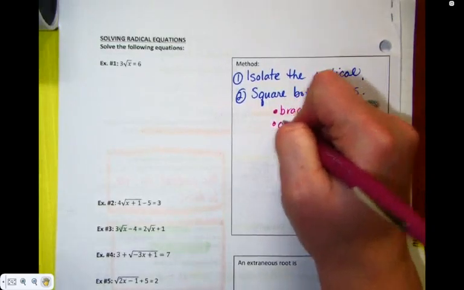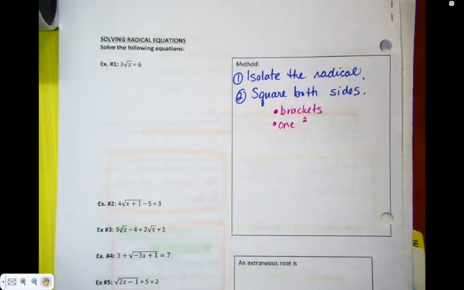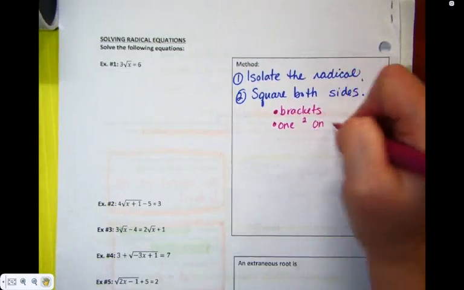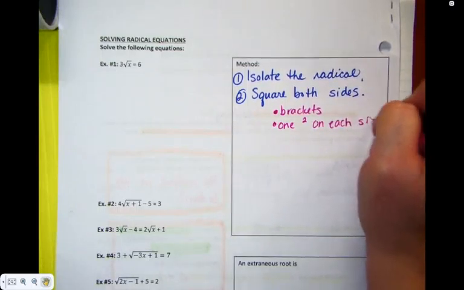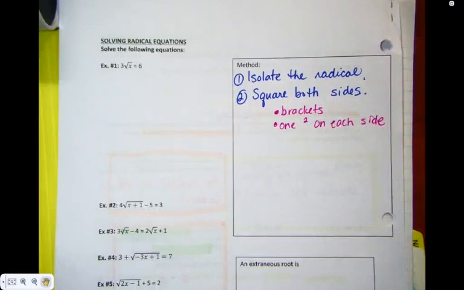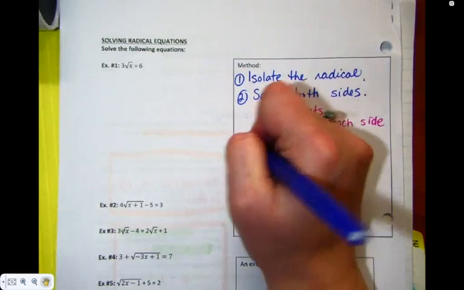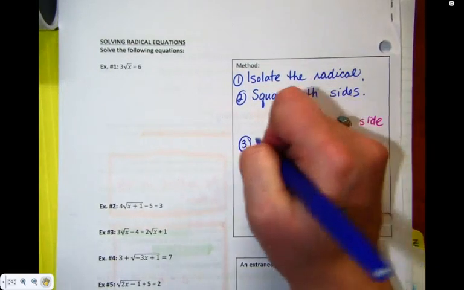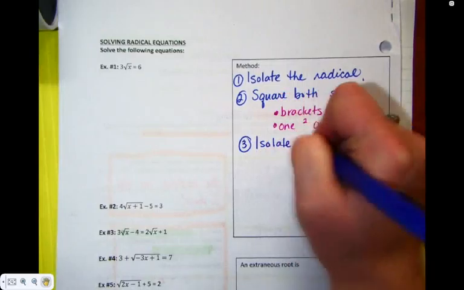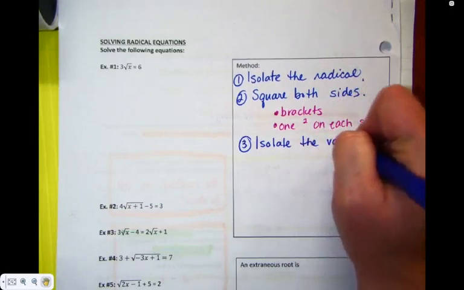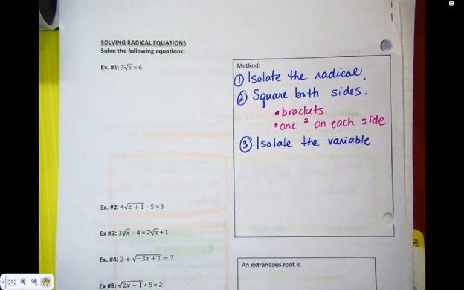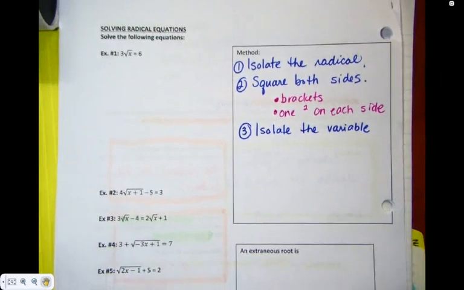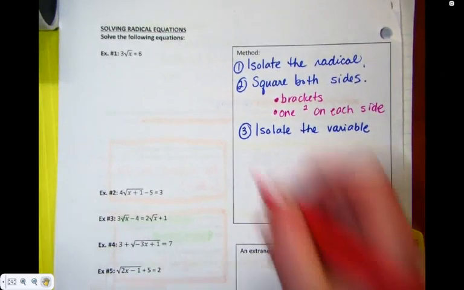The other one is to square, so I'm just writing a little exponent of 2 on each side. I'll explain that when we get down to a later example. Step number 3, isolate the variable.